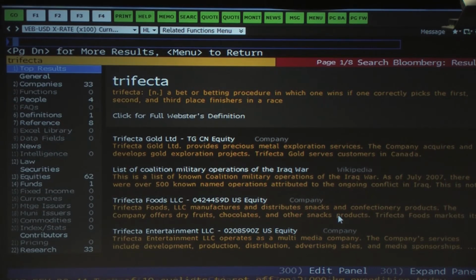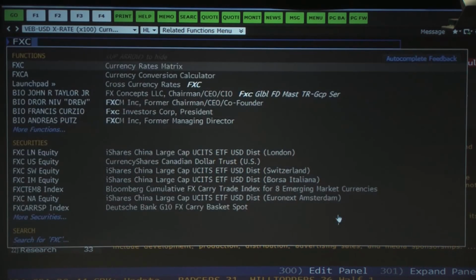No. So basically, there's a lot to learn. Even though I might know a lot, even these small things I might forget. So let's go to a function called FXC. It's called the foreign exchange matrix, or the currency rates matrix.